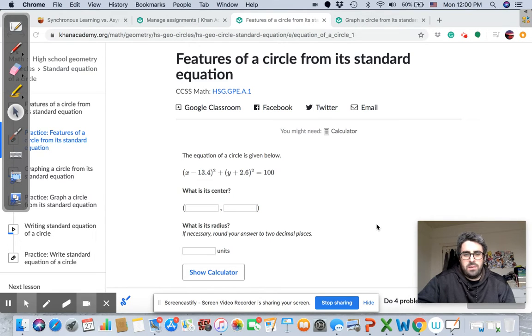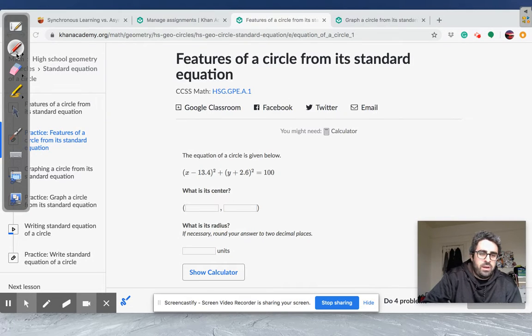Hi everyone. I'm going to go over the features of a circle problem set on Khan Academy, where you are asked to find the center and the radius of a circle given the equation of a circle. So the first thing that you have to know, and if you watch the Khan videos, he explained this, is what the equation of a circle is.